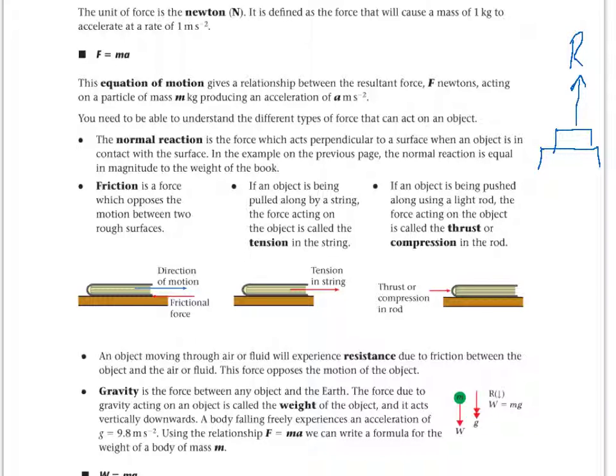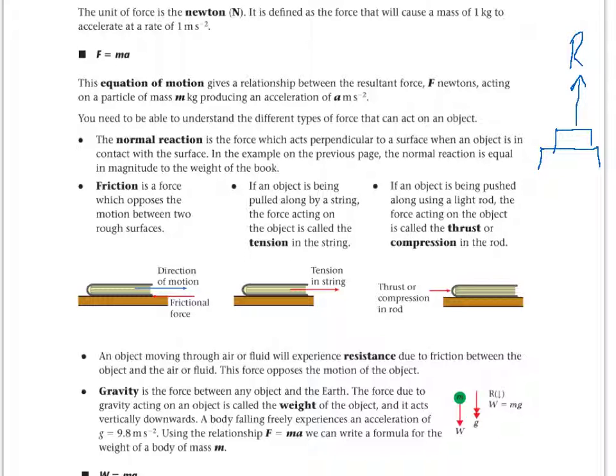The friction is the force which opposes the motion between two rough surfaces. So if you get your hand now while you're watching this video and put it on a table and force your hand away, the friction is going to be moving towards you in the opposite direction. So push your hand away, friction's towards you. And it's the same in everything. When you're driving a car, if you're moving forwards, the friction's in the opposite direction.